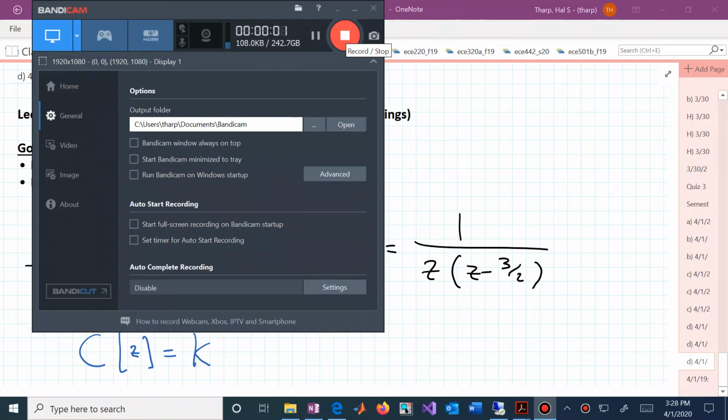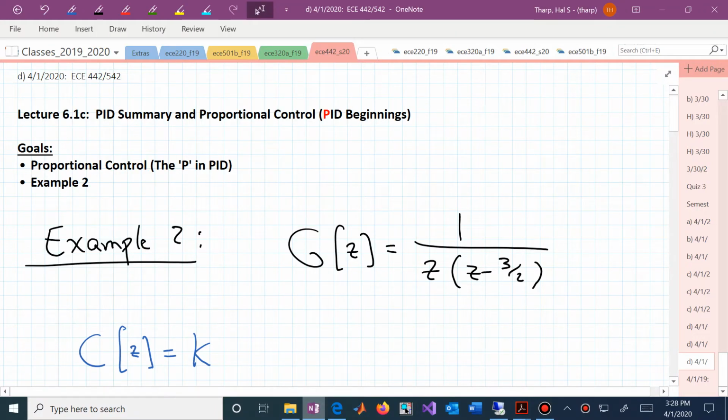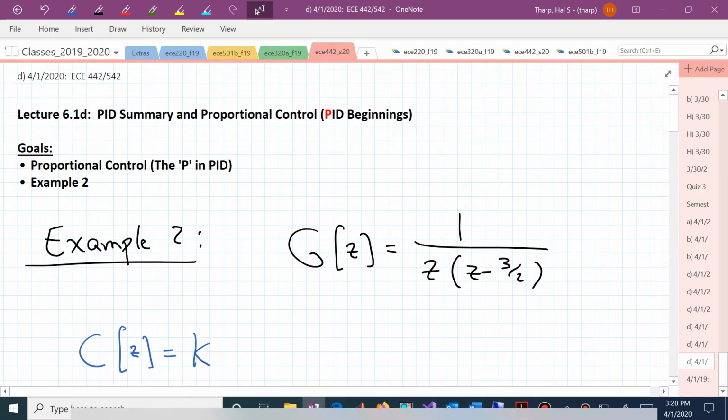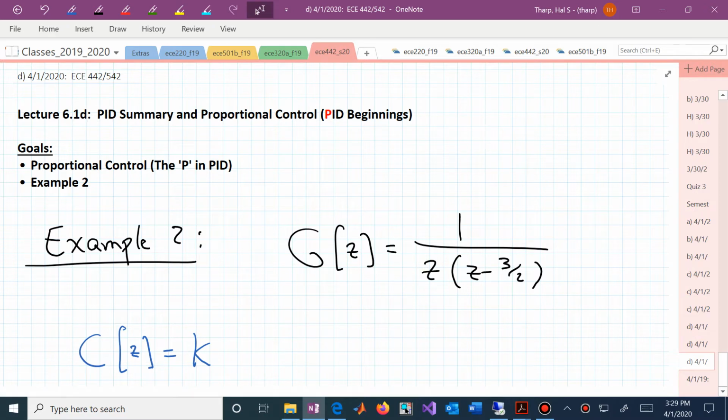Welcome back to ECE 442-542. This is the last lecture, and I need to correct the typo that is in this particular lecture. This is component D in lecture 6.1, PID beginnings, P being the proportional. We want to know, okay, can we learn a little bit more?